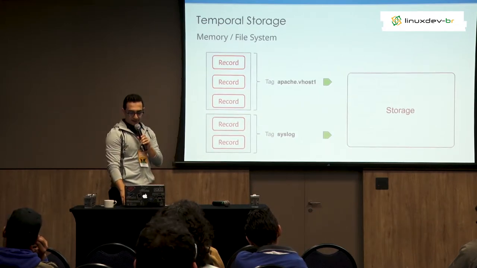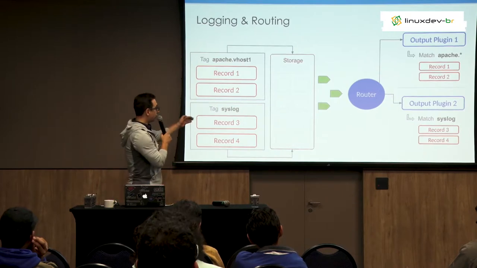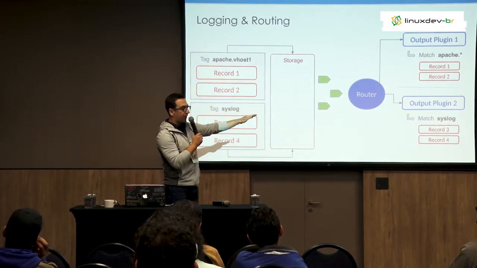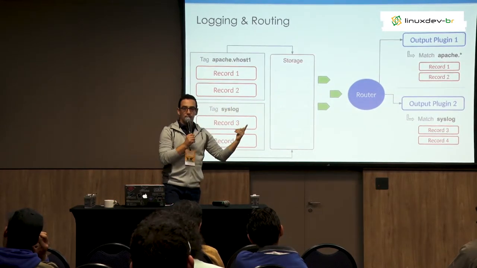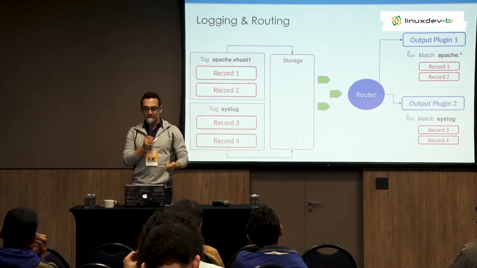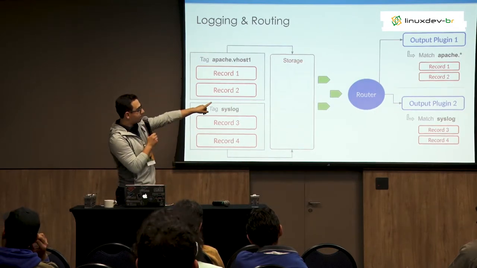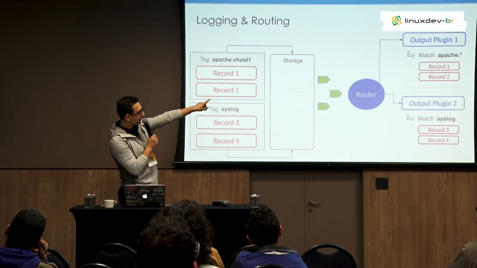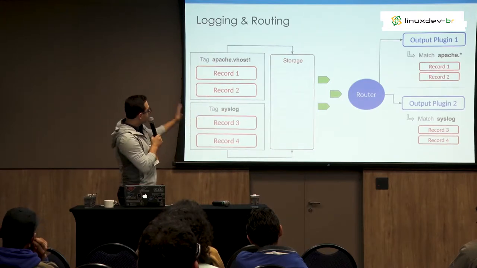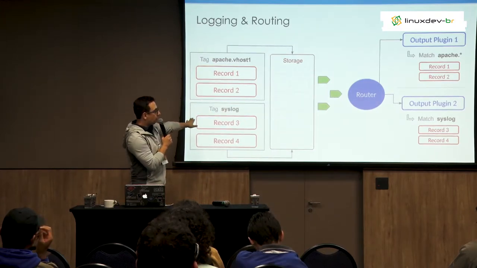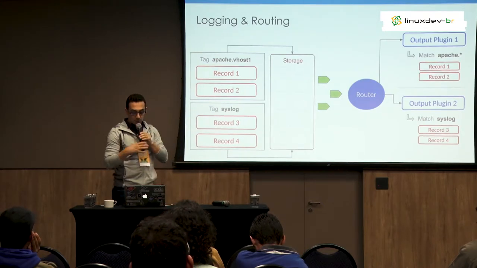And after the data goes to processing or to storage, it goes to the routing phase, so you can send the data out, for example, to any kind of output destination. And as you can see, we have matching rules, for example apache.start, and we have syslog. So all data, based on tag, we route based on matching.